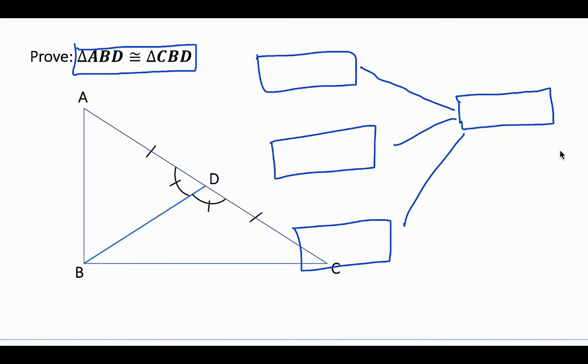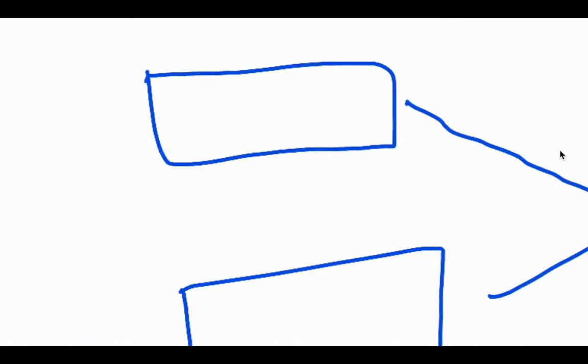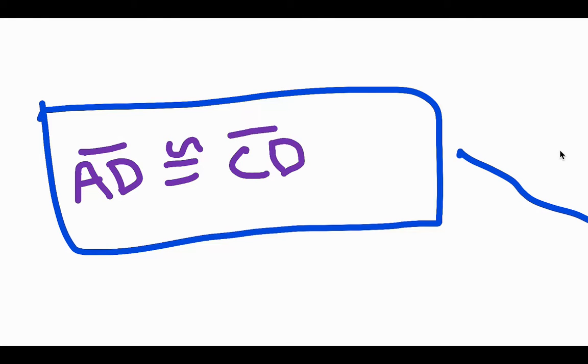So the first thing that I want to do is just figure out what this picture has going on. What are our givens? So I can see one given right here. I have this here in purple, that AD is congruent to DC. So let's go ahead and fill that in. AD is congruent to CD. That's one of my sides, and I knew it because it was given to me.